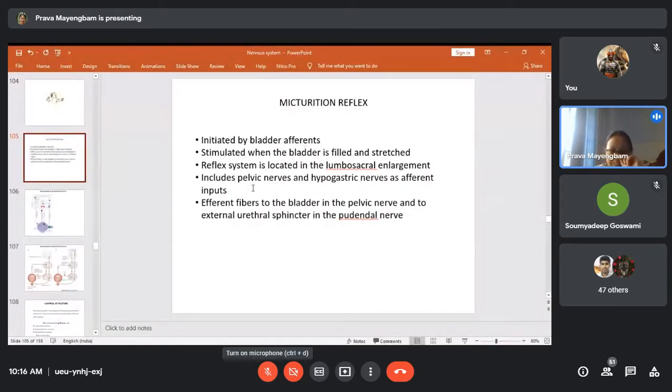Okay, and this reflex system is located in the lumbosacral enlargement, and it includes the pelvic nerves and the hypogastric nerves as the efferent inputs, and the efferent fibers to the bladder in the pelvic nerve and to the external urethral sphincter in the pudendal nerve.